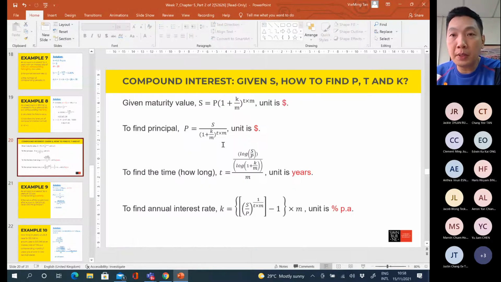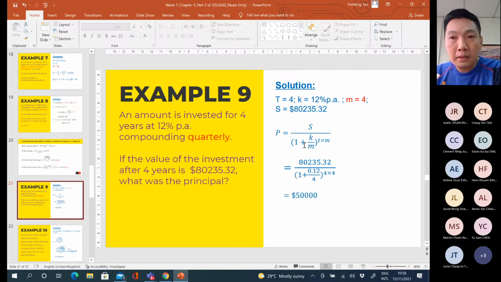So what you can do is simply use this formula directly. Copy this formula directly and get the P, copy and then paste to here. Okay, so S is this big number, right? And then the denominator is this one, so we try to solve one by one. So K is 12%. So put here 0.12. M is 4, because quarterly. T is 4 years.